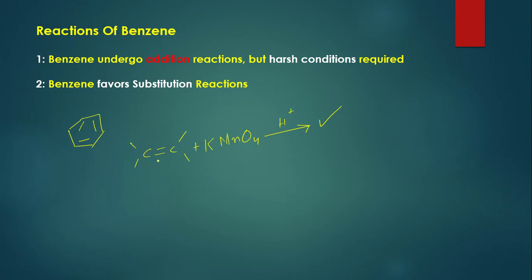carboxylic acids. But when we treated benzene with this KMnO4, a strong oxidizing agent, benzene was stable. It didn't show any reaction. So this situation was surprising for us. And later on, we found benzene favors substitution reactions instead of addition reactions. It gives addition reactions, but we require some harsh conditions for the addition reactions of benzene.